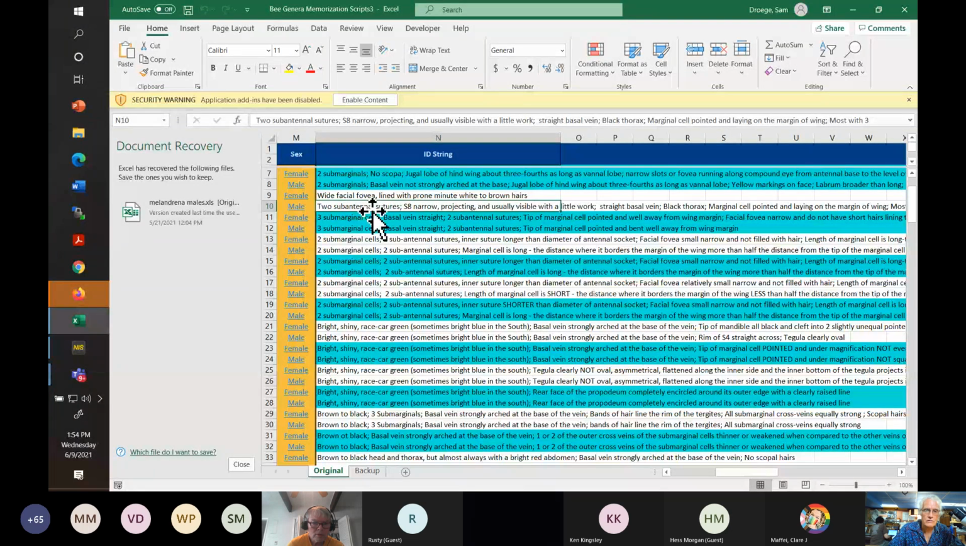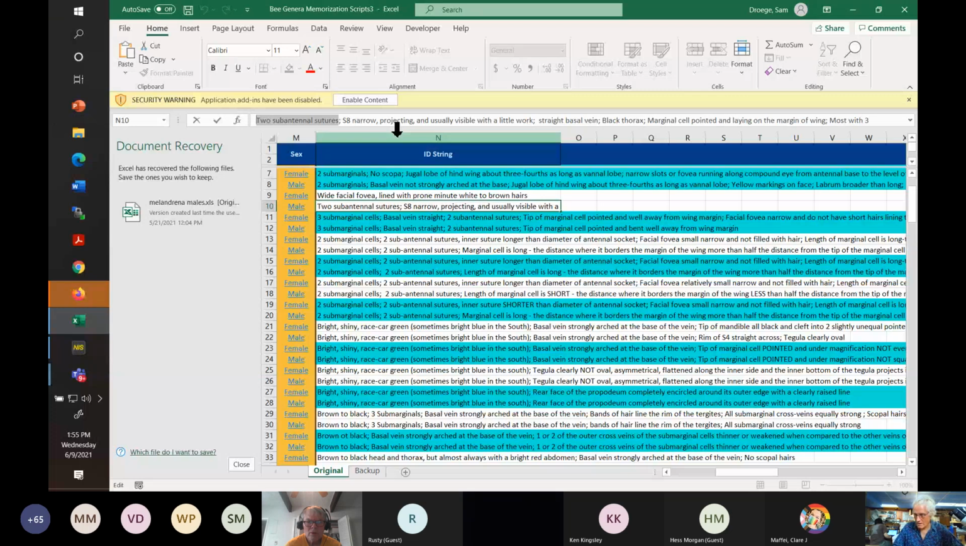Two subantennal sutures. Let's see, we can go up here and click on this. Now the cursor is too big. So these two subantennal sutures, great character if you can find them. Mostly not useful because you can't find them. And I have known people who pull their hair out trying to find them. It's not useful. S8 narrow, almost always visible in the male. So we're just talking males now.